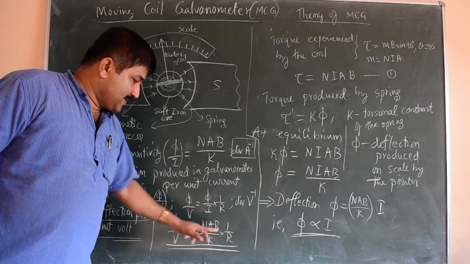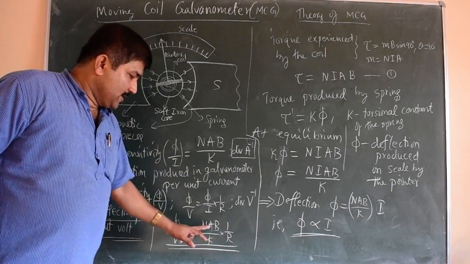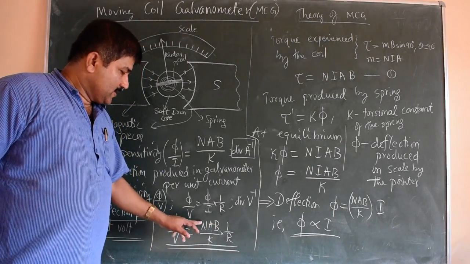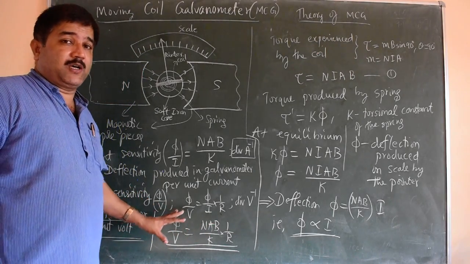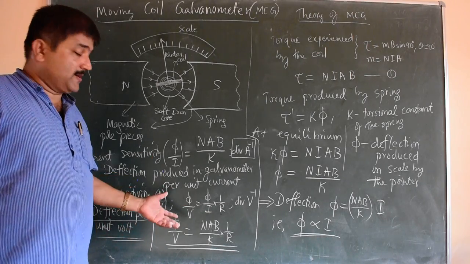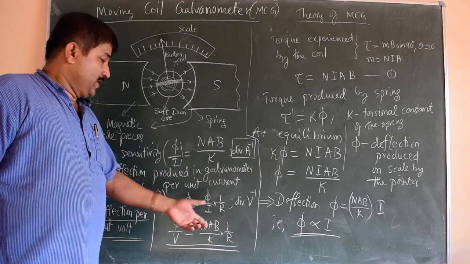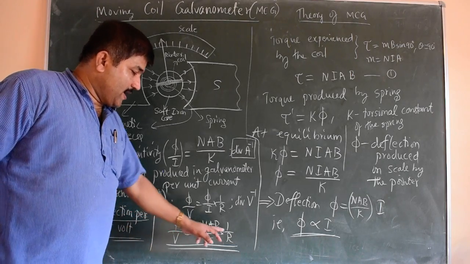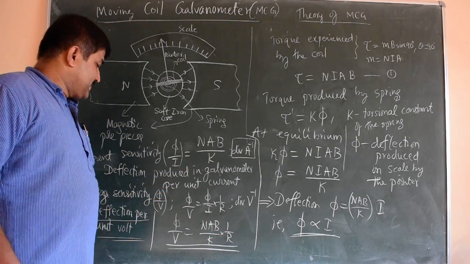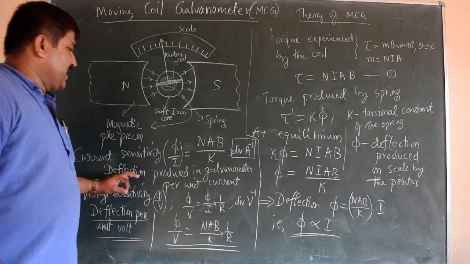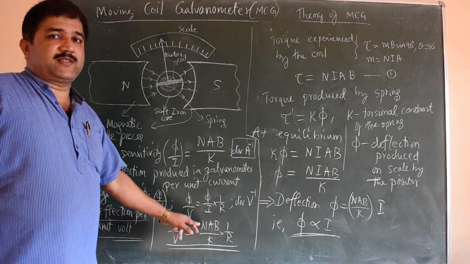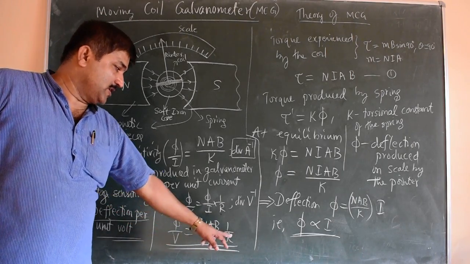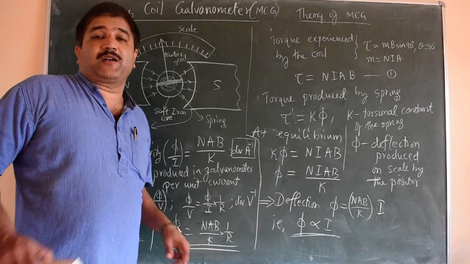What happens when resistance doubles? The R value doubles, the N value doubles. So N becomes 2N and R becomes 2R. So the 2 cancels, and it does not increase the voltage sensitivity of the galvanometer. If you increase the number of turns by 2 times, the resistance of the moving coil galvanometer also doubles, so the N by R ratio remains constant. So remember this fact: by increasing the number of turns, you cannot increase the voltage sensitivity because the resistance of the coil also increases, so the ratio N by R remains constant.